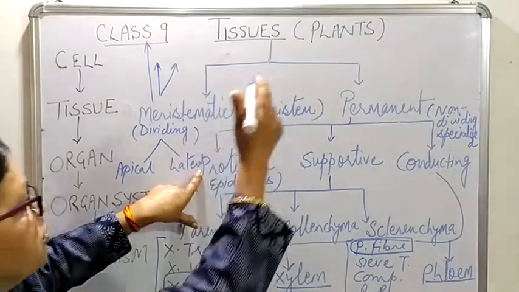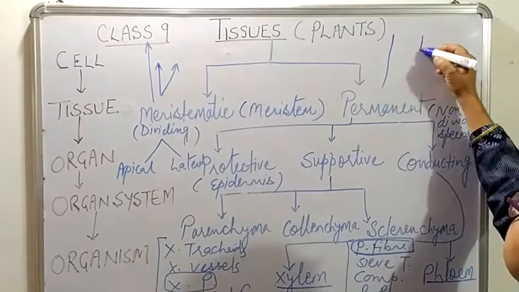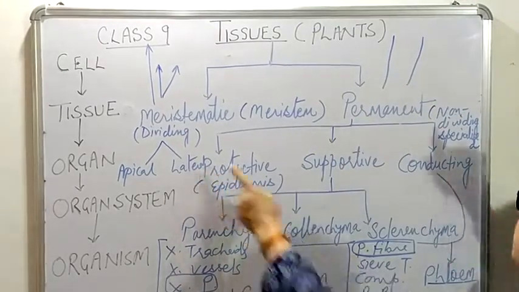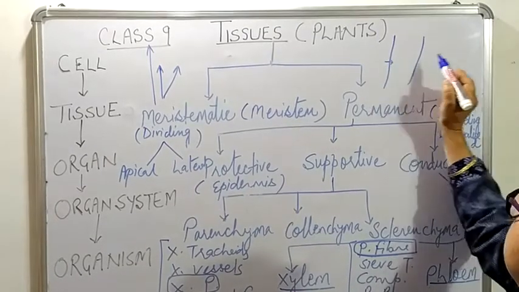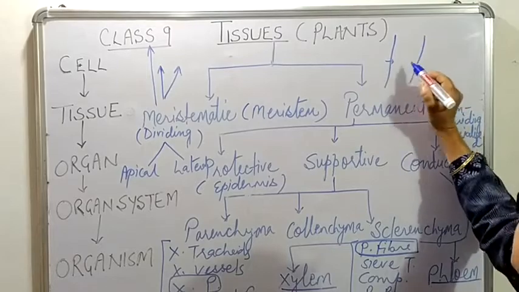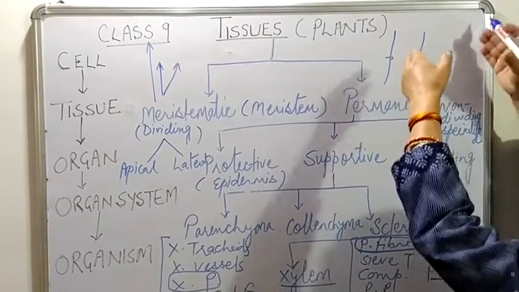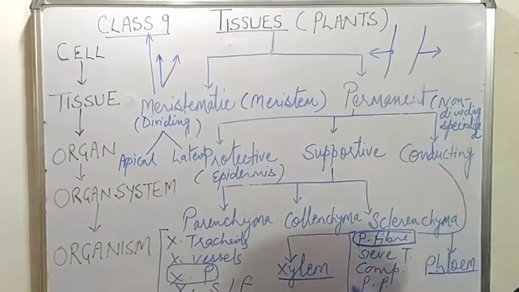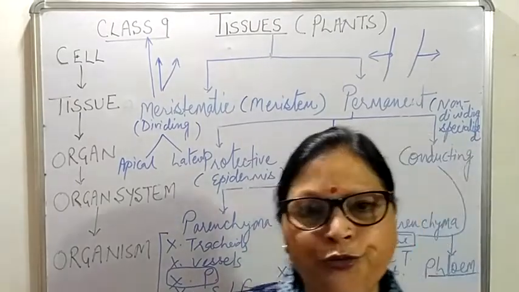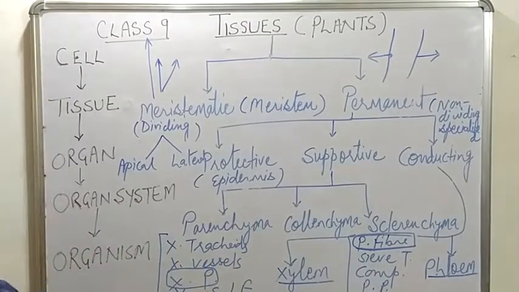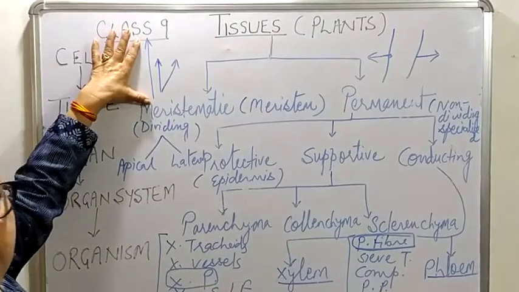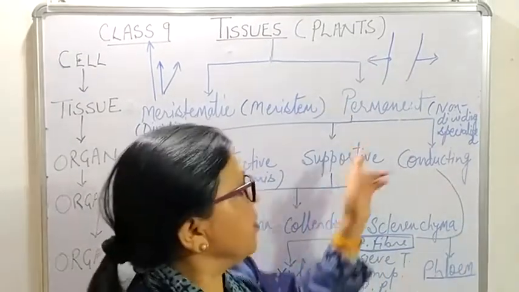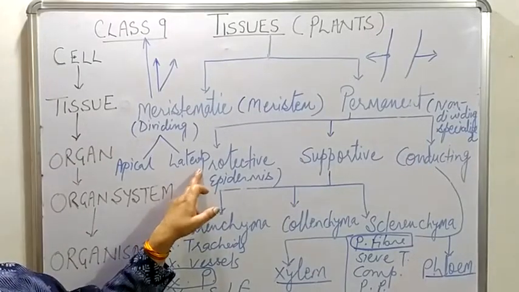Lateral meristem, suppose this is a stem, roughly I am telling you. This lateral meristem is also called cambium. It is present just below the epidermis, that is bark, and between the wood. Since it is present on the lateral side of the stem, it will help the stem to grow in diameter. A stem will grow in diameter or grow in width or grow in girth, you also say. So the stem will grow in height due to apical meristem, and the stem will grow in diameter due to lateral meristem.